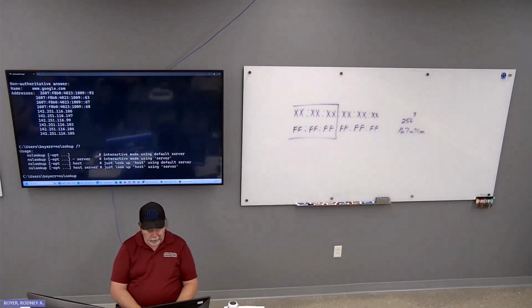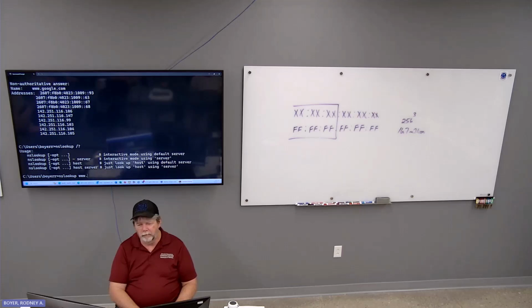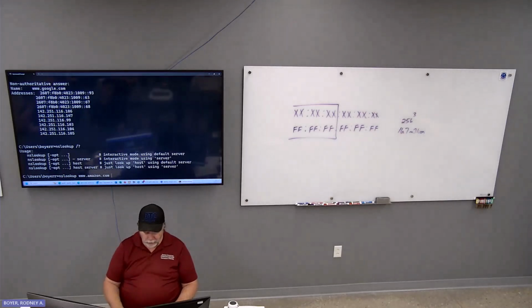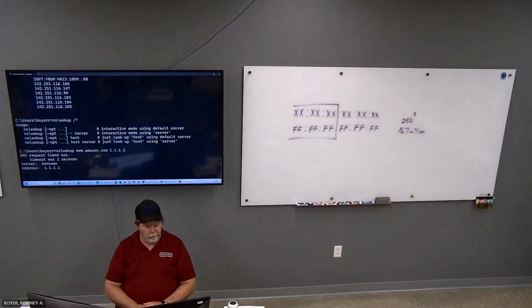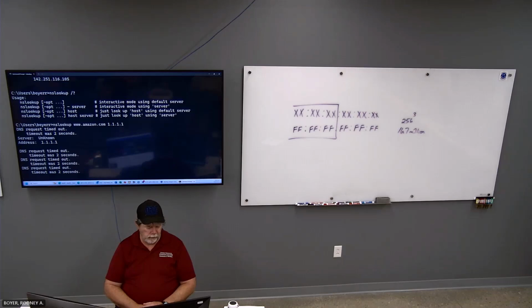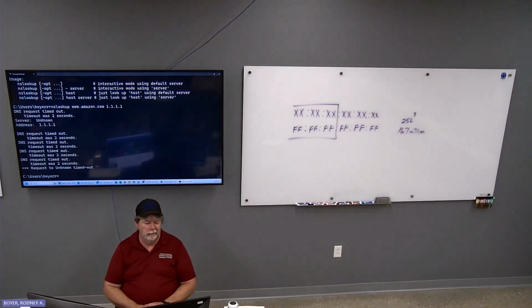I can use nslookup and say, what's your favorite website? I like Amazon. Instead of using the default, I'm going to say go use Cloudflare's 1.1.1.1. Apparently Cloudflare doesn't know, or Amazon? We couldn't get to it, one or the other.